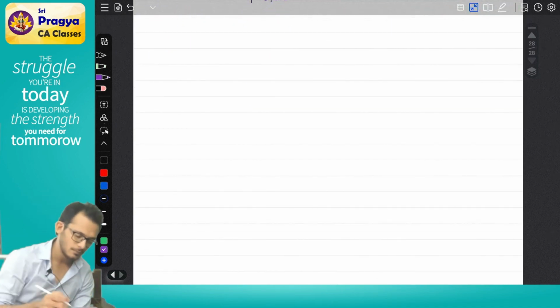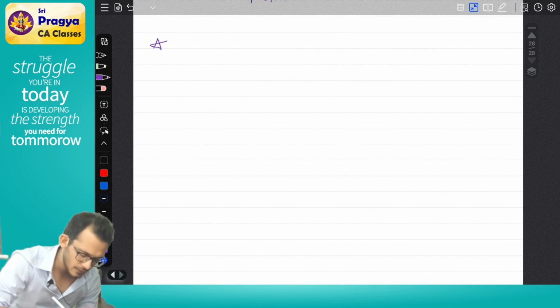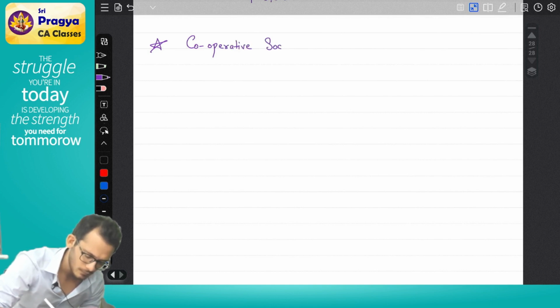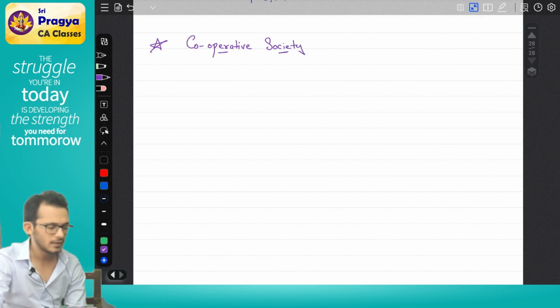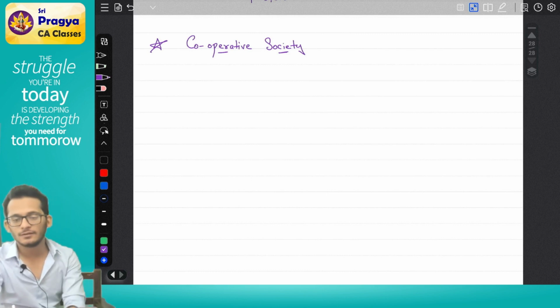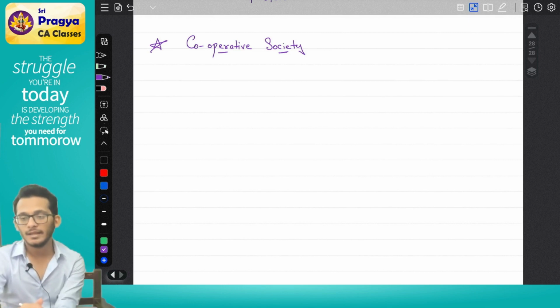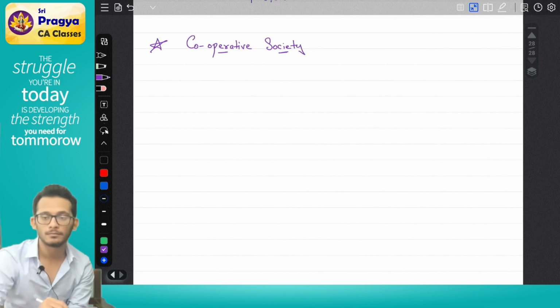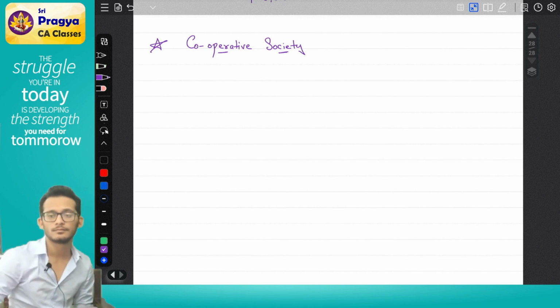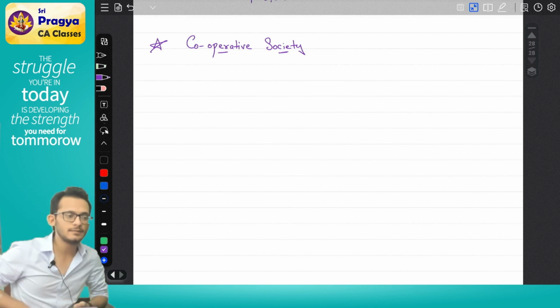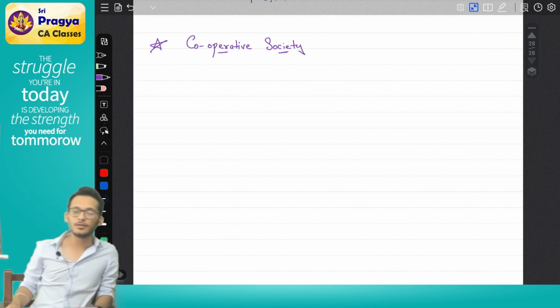Moving forward, the next person is called a cooperative society. Does someone know what a cooperative society is, to start with? Any idea what a cooperative society is? A cooperative society is basically a group of people who have come together to benefit each other.